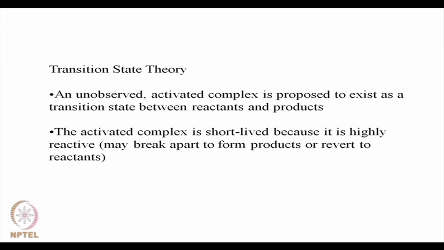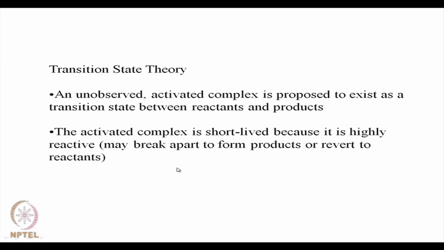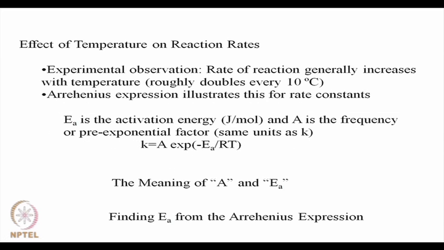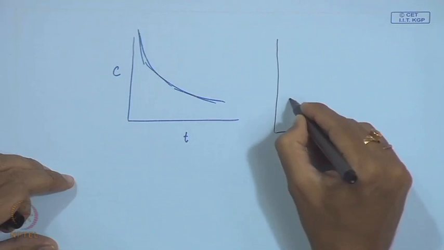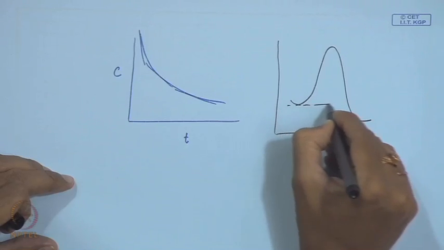So this way we try to justify theoretically the reaction rate and the effect of temperature, the implication of these theories. We try to apply these theories to justify. And the effect of temperature, of course, we talked about in terms of the Arrhenius expression, k is equal to A into exponential of minus E_A by RT, where E_A is the activation energy. And we discussed what E_A is in terms of the potential energy diagram like this. So this is your forward activation energy E_A.